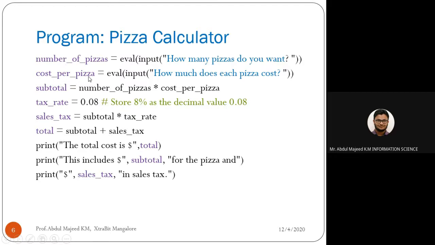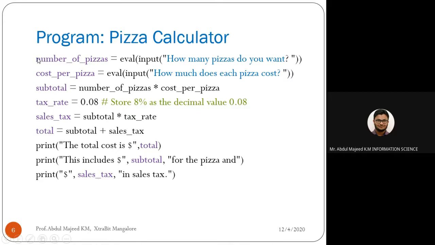Similarly, for cost per pizza, we are using the eval function with the input function. So we take the input from the user: what is the cost of each pizza? That is converted into a number and assigned to cost per pizza. Then subtotal, multiplying the number of pizzas by the cost per pizza. Then we assign the tax rate as 0.08. Then we calculate the sales tax, subtotal times tax rate. Then we calculate the total, subtotal plus sales tax. The last three statements display the total cost, subtotal and sales tax.